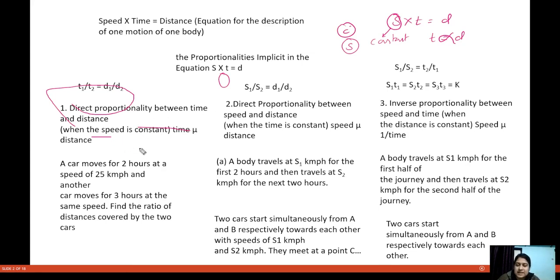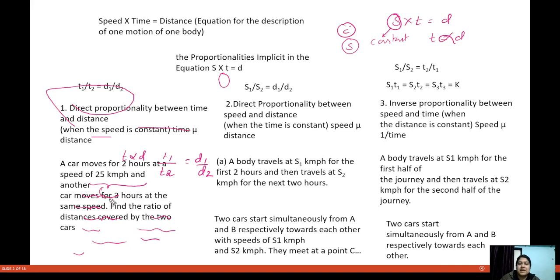So what we do here basically is, when time is directly proportional to distance, then t1 divided by t2 is equal to d1 divided by d2. Fine. So that means what? If any question is given, for example, look at this question. It is given a car moves for 2 hours at a speed of 25 kilometer per hour, and another car moves for 3 hours at the same speed. So find the ratio of the distance covered by the two cars.